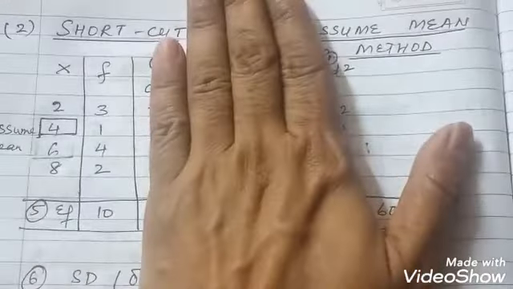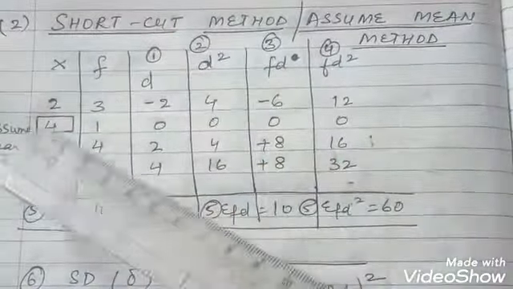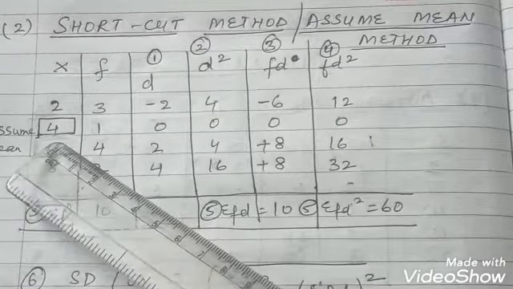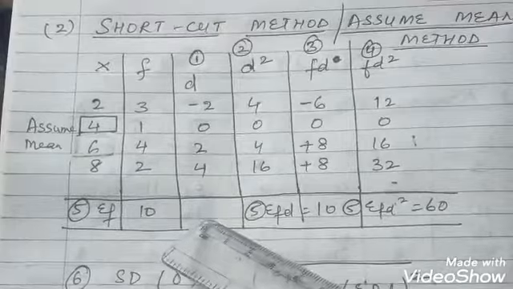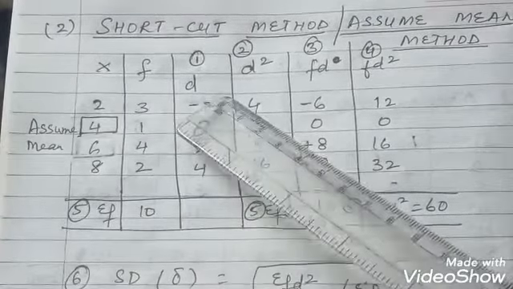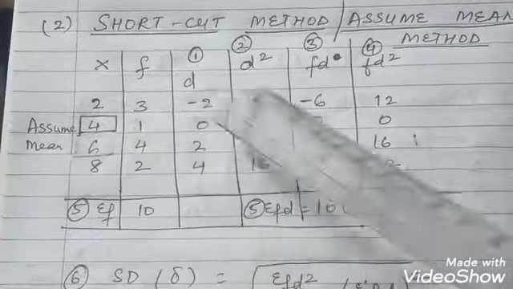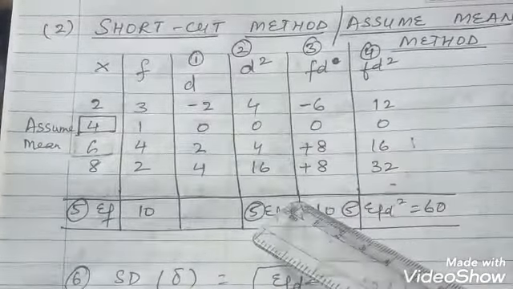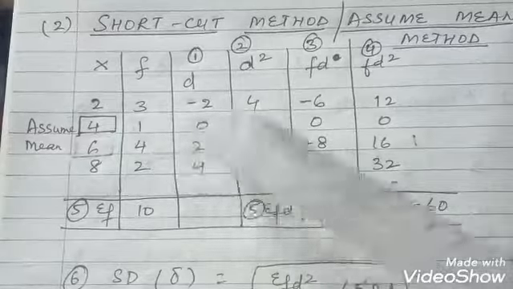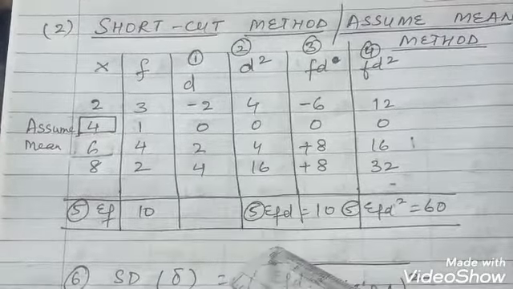As usual, this is the sum x and f is given to you. We assume the mean to be 4, right? We are taking the assumed mean to be 4. First, you calculate d, which is x minus a, 2 minus 4 minus 2. Do not ignore the signs. Second, as you all know, d square. Isko square kar do, 2 ka 4, 0 ka 0, 2 ka 4, etc.